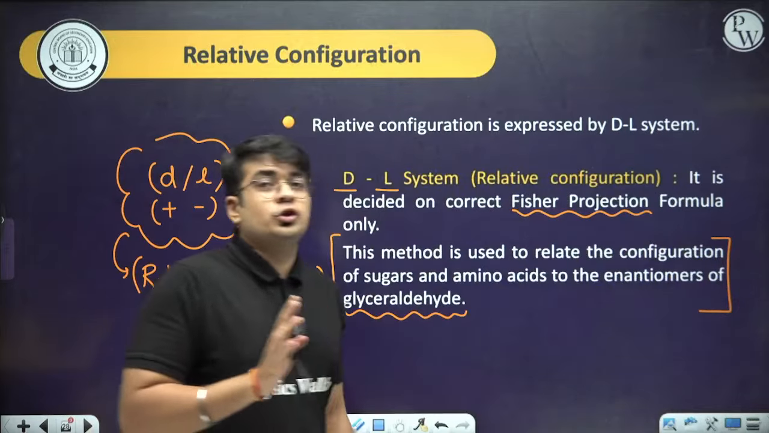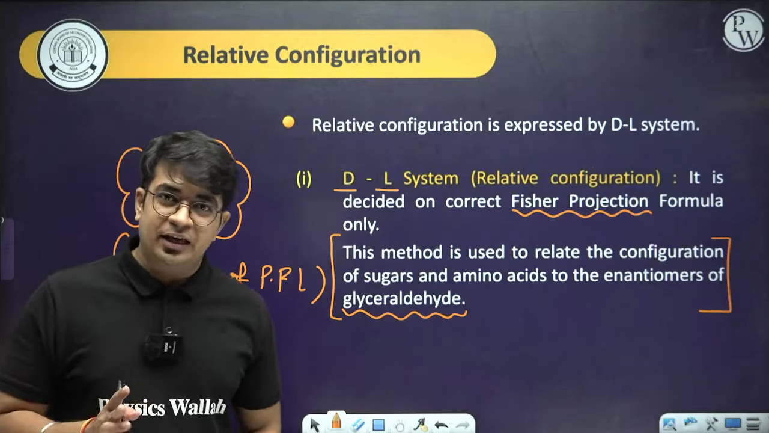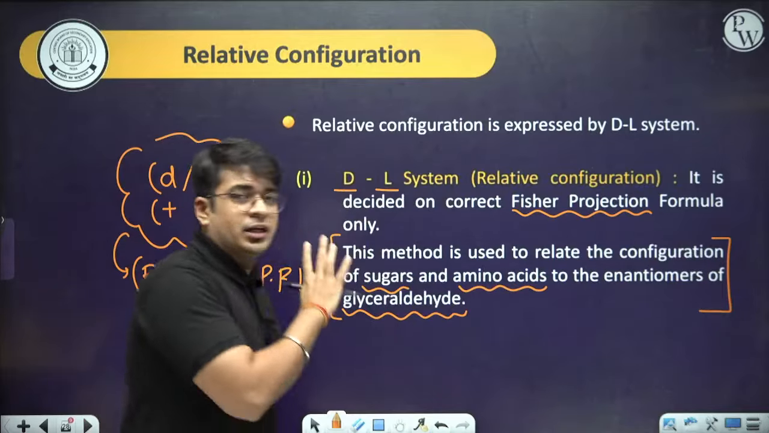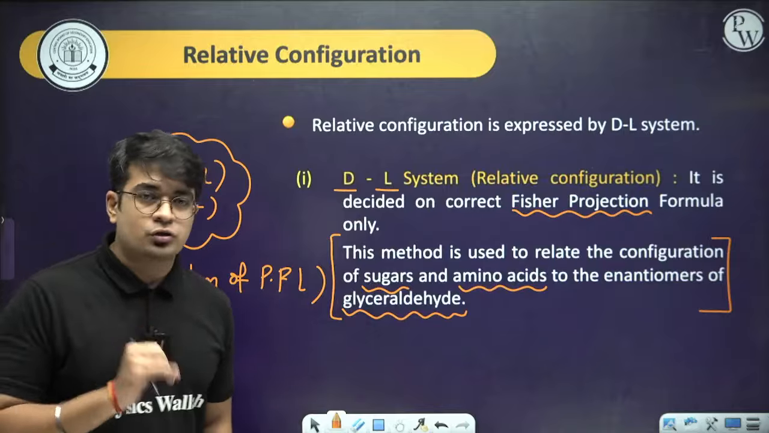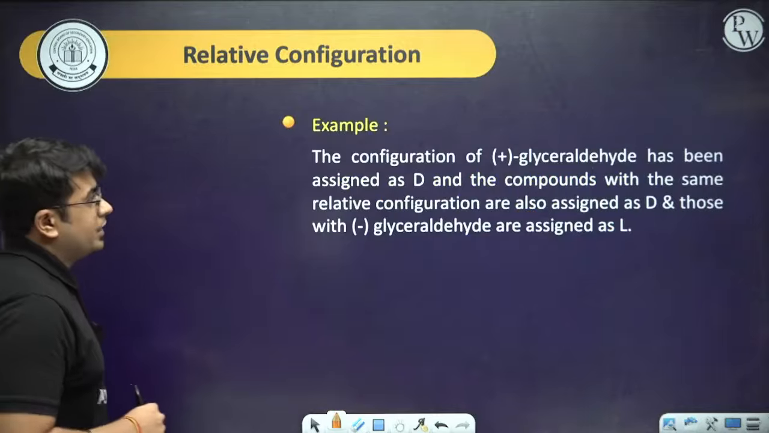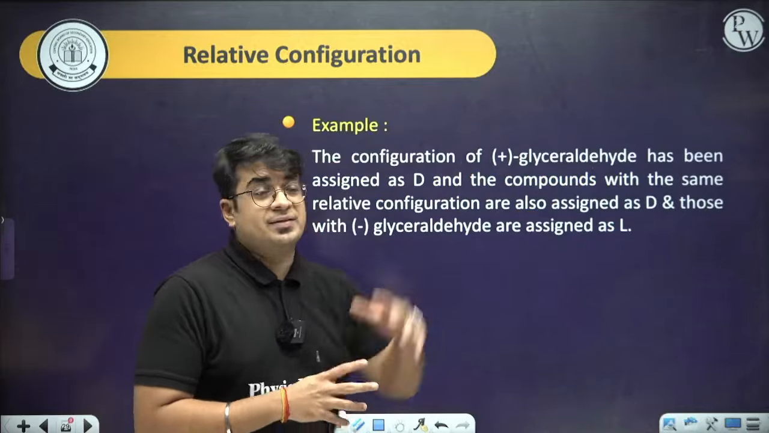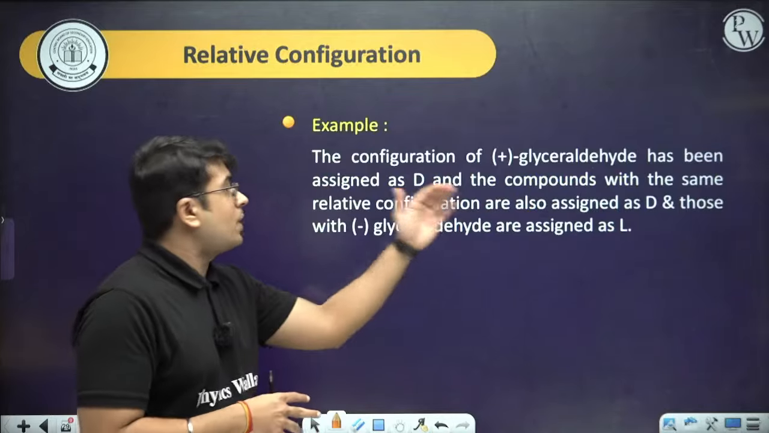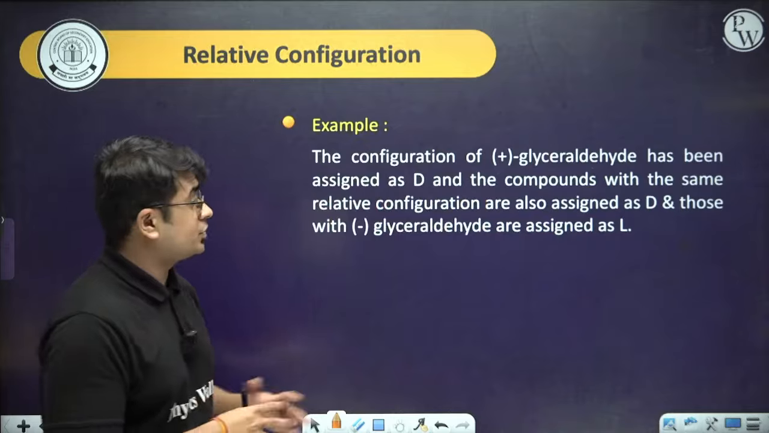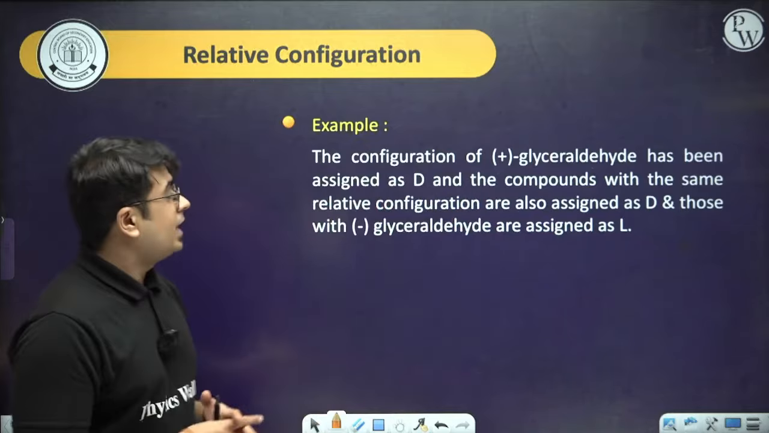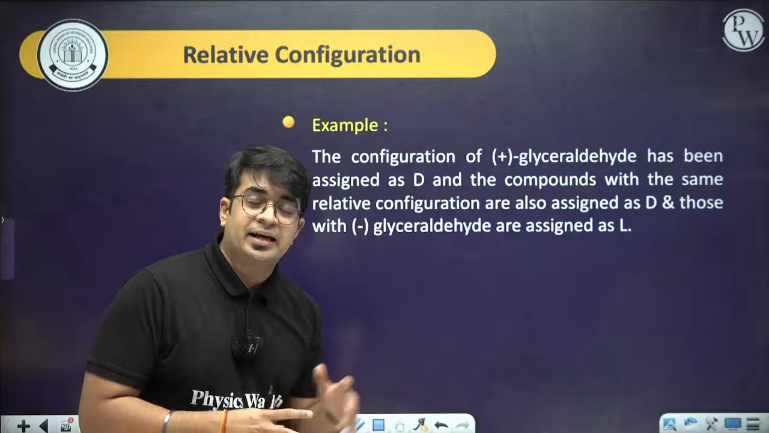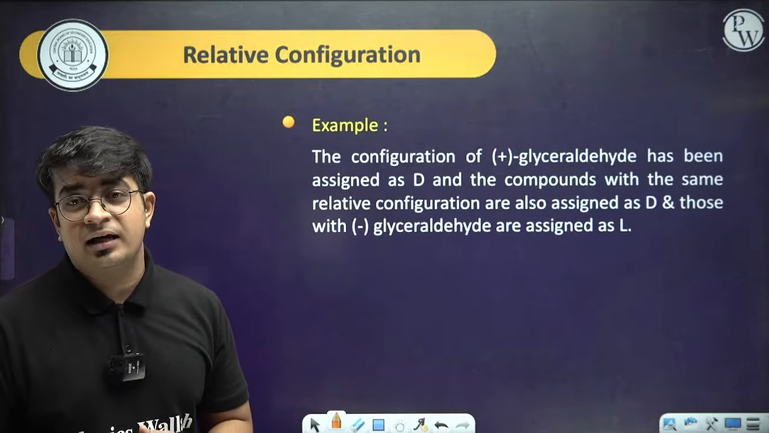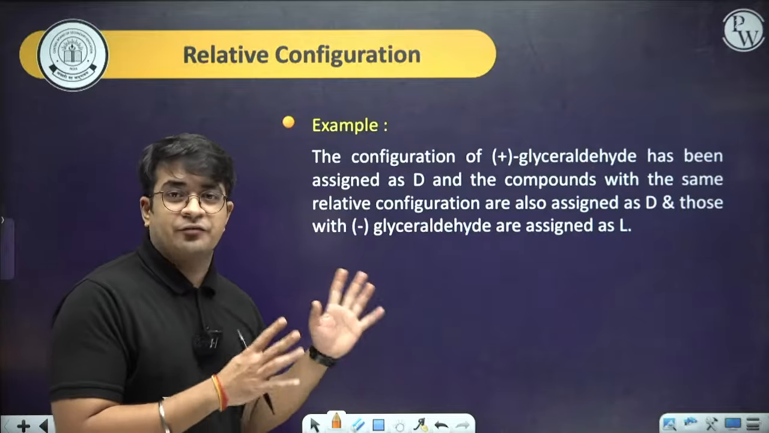So the most useful one will be R and S definitely, but if I am considering sugars as well as amino acids, then I can use their relative configurations also. Now in this particular case, the configuration of plus glyceraldehyde has been assigned as D, and the compounds with the same relative configuration are also assigned as D, and those with minus glyceraldehyde are assigned as L. But what is this plus glyceraldehyde and minus glyceraldehyde? That thing we have to find out.